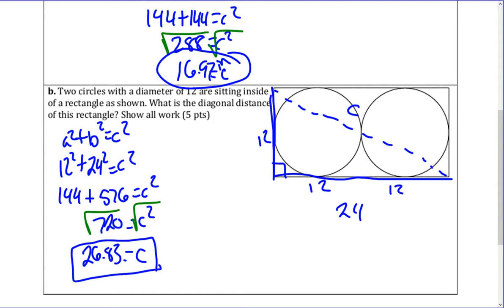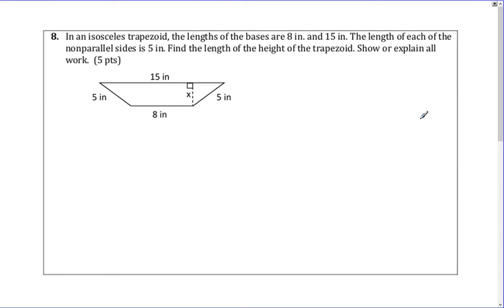Number 8, an isosceles trapezoid. In an isosceles trapezoid, the lengths of the bases are 8 and 15. The length of each non-parallel side is 5. Find the length of the height. Just find the height of the trapezoid. Show or explain all work.